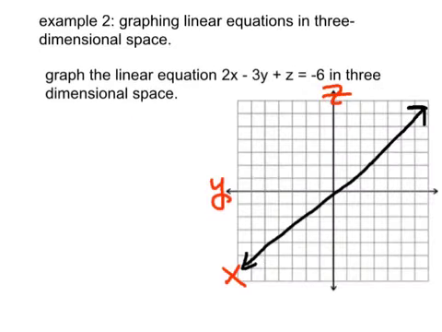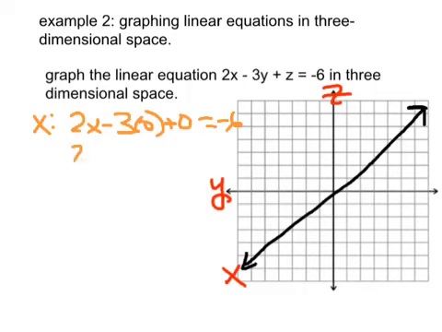Let's try one. Graph a linear equation in three-dimensional space. Graph the linear equation 2x minus 3y plus z equals negative 6 in three-dimensional space. So let's find our x-intercept. We have 2x minus 3 times 0 plus 0 equals negative 6. I apologize, I've left my pen at home. So I have 2x equals negative 6, x equals negative 3.